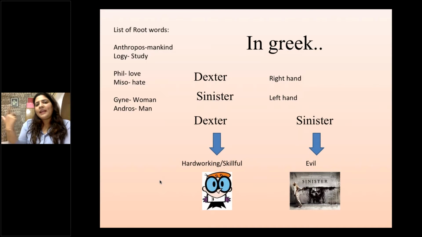And I'd also told you, the right hand in French is called what? Adroit, and the left hand in French is called gaucher. So similarly, adroit means skillful and gaucher means evil. Okay, so they also have similar meanings. Adroit, dexter, skillful; gaucher, sinister, evil. Okay, I hope it's clear, Angad. Are you all clear with this?